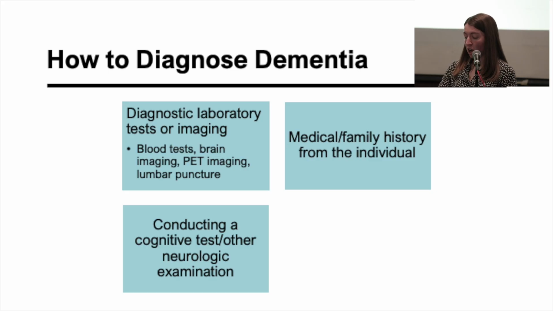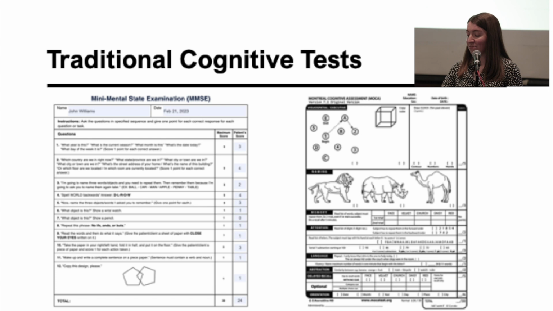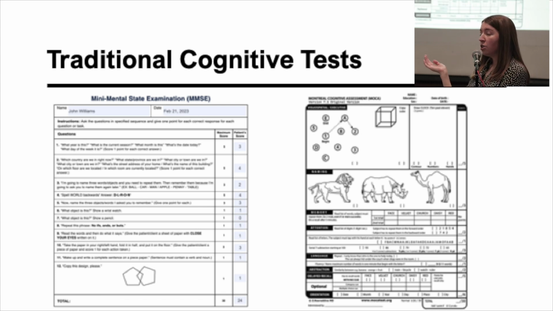And then we have an approach of using a cognitive test or other neurological examination to assess dementia for that individual. This is routinely used in primary care because the CMS recommends that anyone 65 or older be screened for this annually. You may be familiar with a little bit of what these look like already. These are some of the most traditional cognitive screening tools. This is the Mini Mental State Exam, the MMSE, and the MoCA, the Montreal Cognitive Assessment. If you're a professional, you may have used these before.